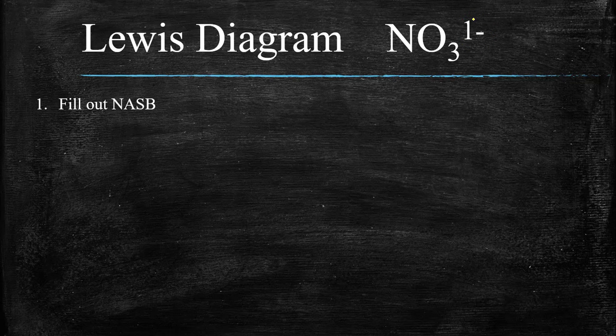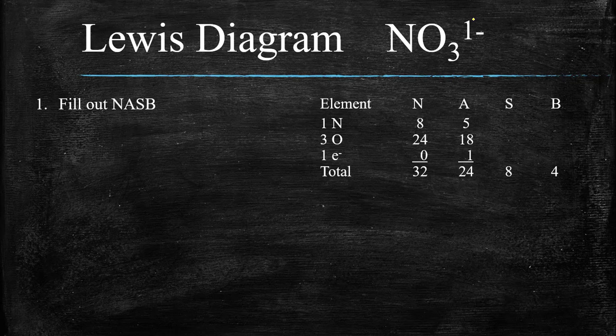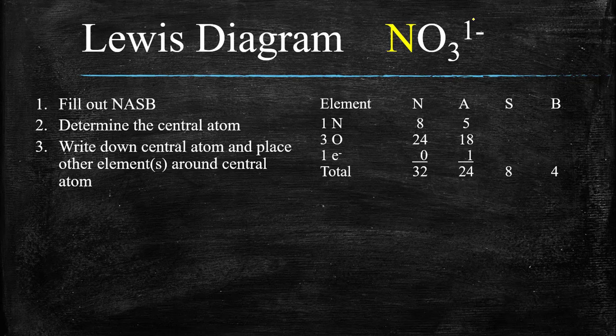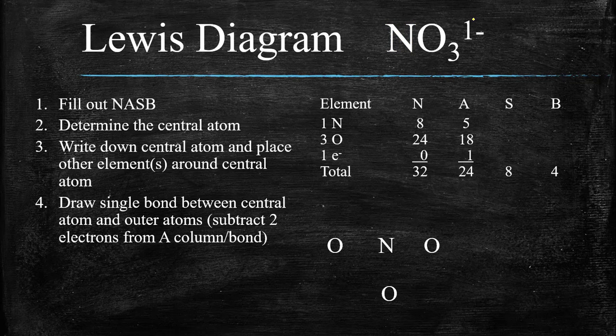So following the rules, we start out with the NASB table, including the 1 extra electron for the negative charge. Next, we determine the central atom, and we know that nitrogen is less electronegative than oxygen by looking at the periodic table, so that's the central atom. Now we write down the central atom and place the other elements around it, like so. Now we're going to put in a single bond between the central atom and all the outer atoms, and we'll take away 2 electrons from the available column per bond.